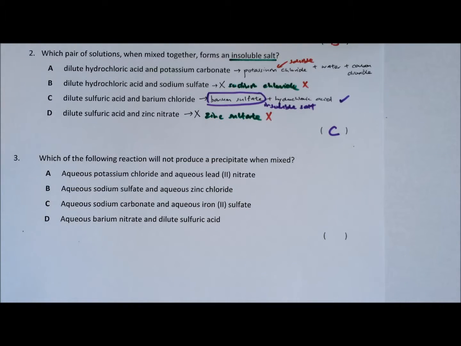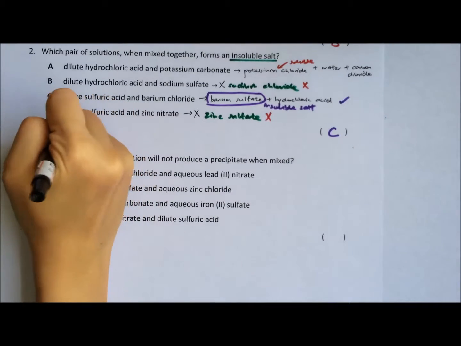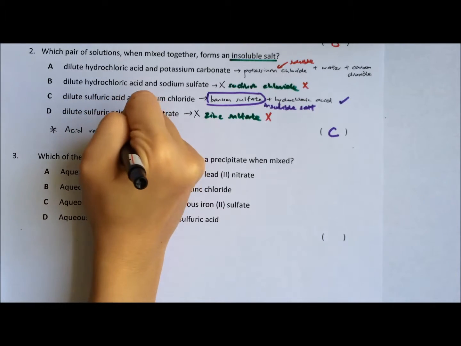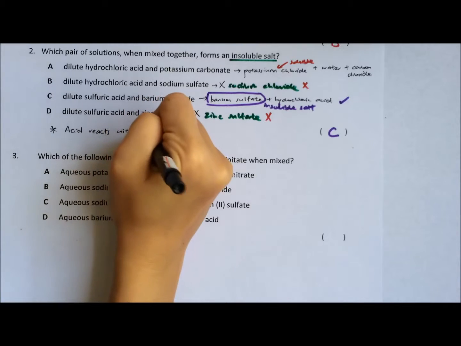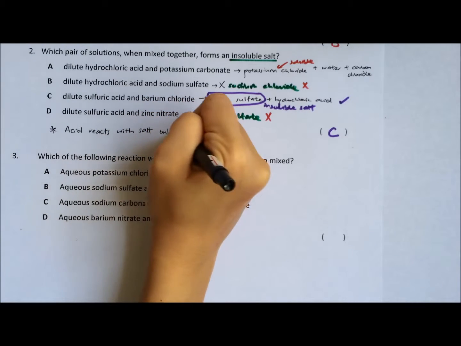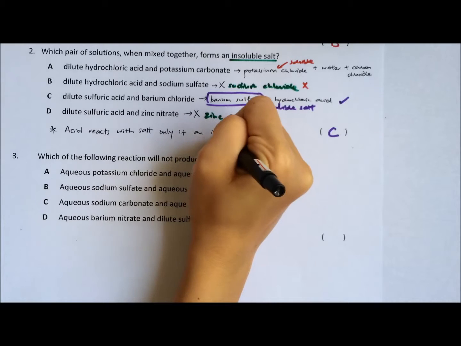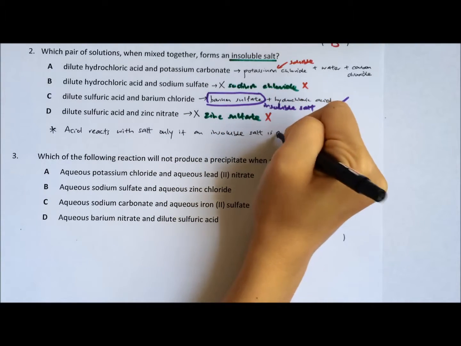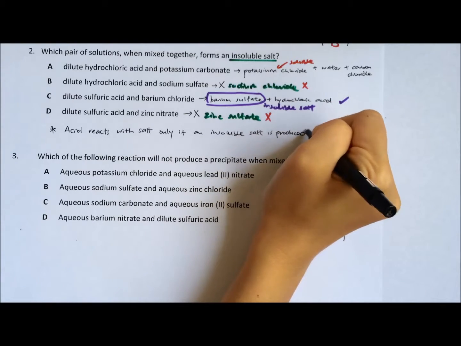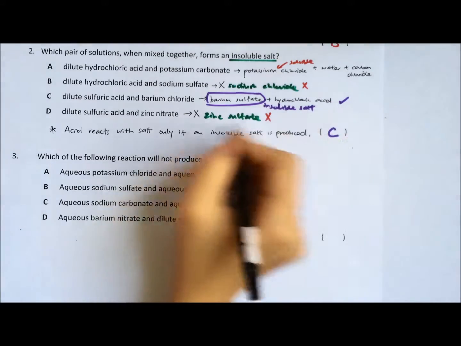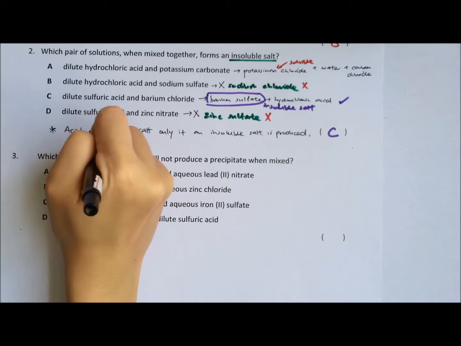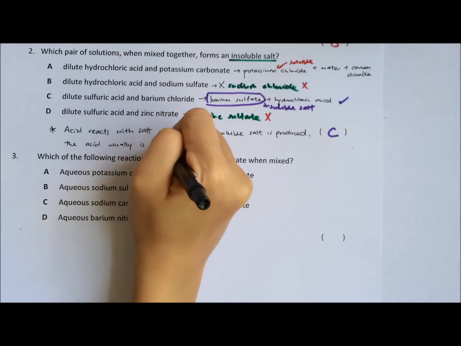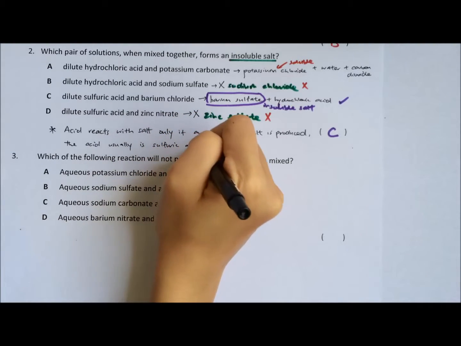Okay, just in case you are confused, we just want to clarify one point. You have not learned the reaction of acid with salt before. Acid will react with salt only if an insoluble salt is produced. So if you see an acid reacting with salt, you need to check if an insoluble salt is produced. If it is produced, then it's possible. If not, acid will never react with salt. And the acid used usually in this case is sulfuric acid.